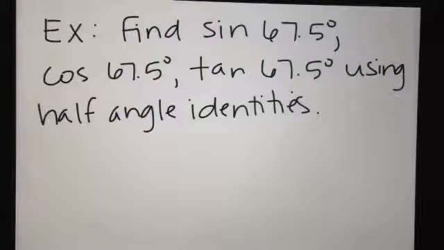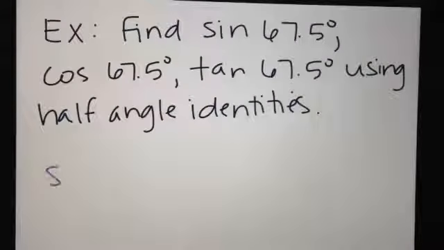So if we're looking at sine 67.5 and cos 67.5 and tan 67.5, the nice thing about this is that those angles are in the first quadrant. So for these answers, we're looking at the positive version. But you'll always want to take that into consideration when you do the problem.